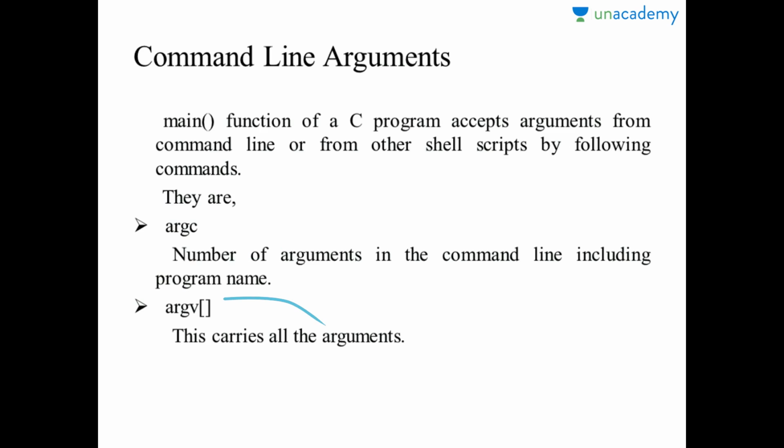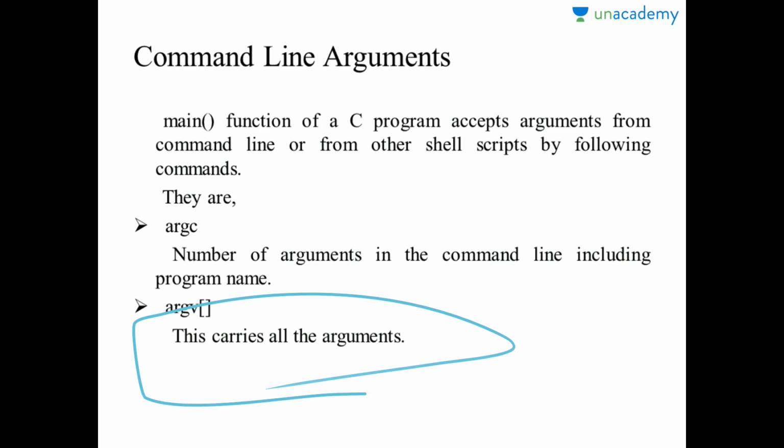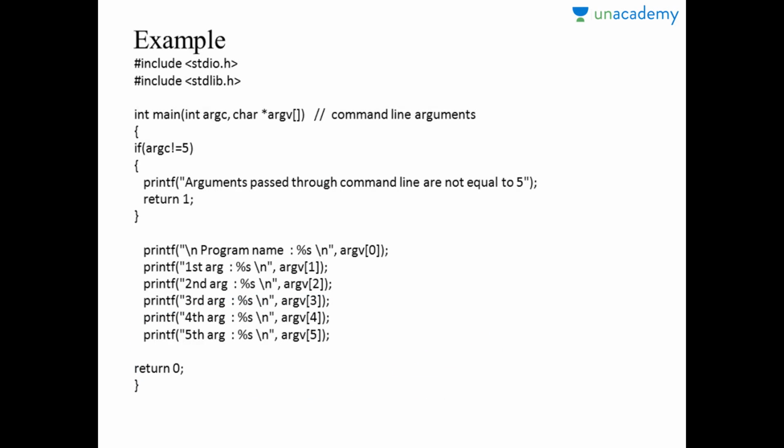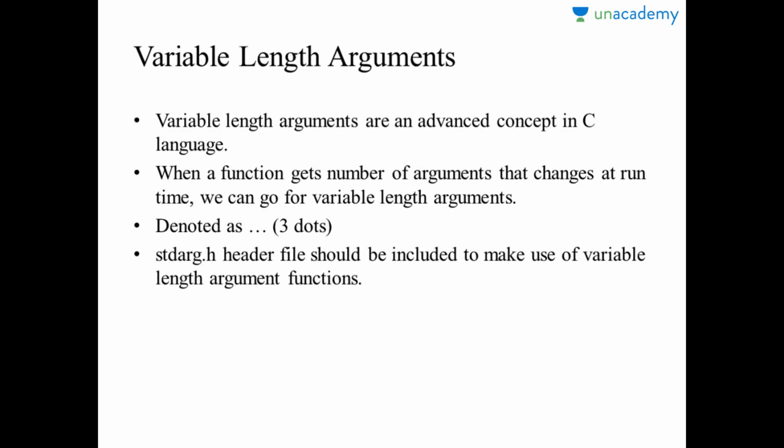Now argc is used to tell the number of arguments in the command line including the program name, and argv is used to carry all the arguments. Now here is an example for the same. Try executing it. It will clear all the doubts, it will just show the basic line of how argc and argv are used. Now variable length arguments.